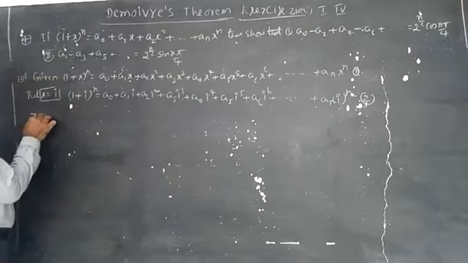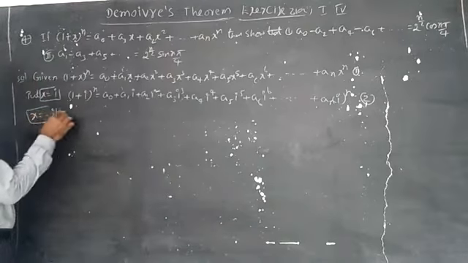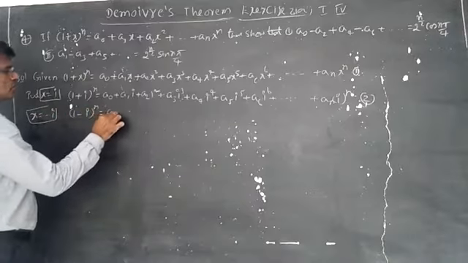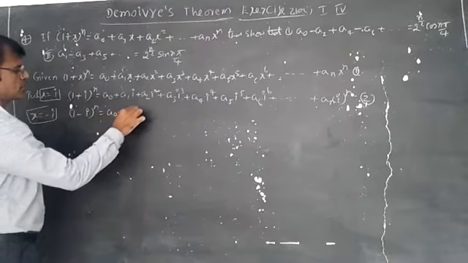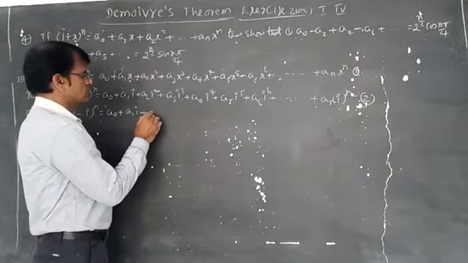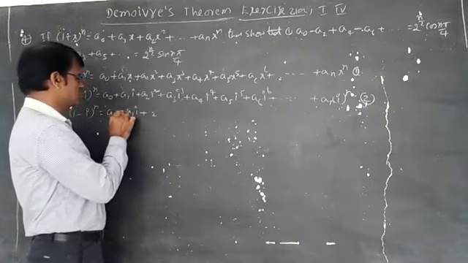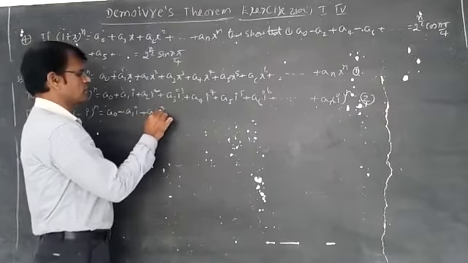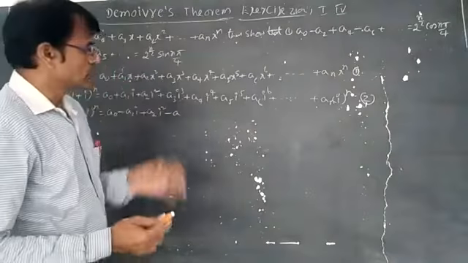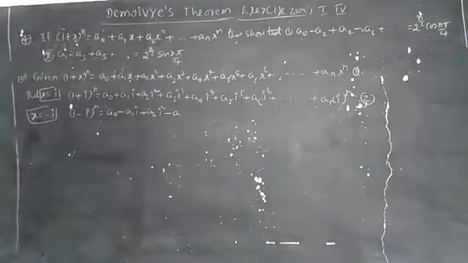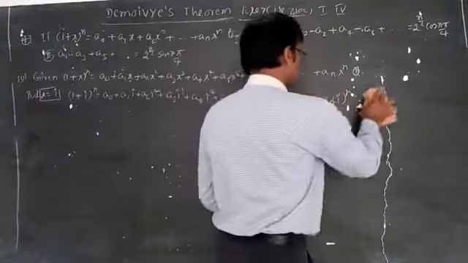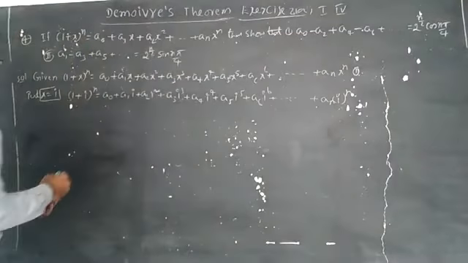Now put x is equal to minus i. Okay, better to take the values here. This is not the second equation, better to take the values.